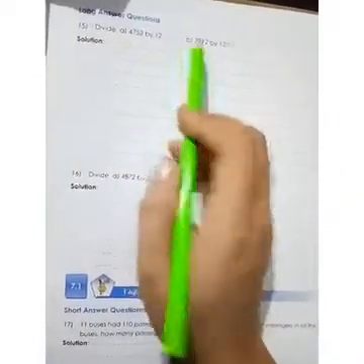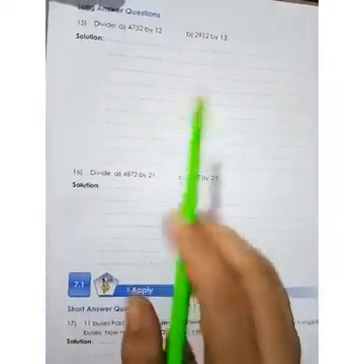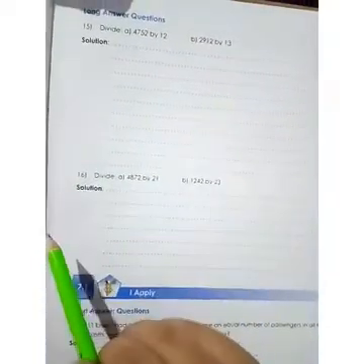Alright, the next 2 questions are given here, 15 A and B and 16 A and B. You have to divide the numbers. So you divide the numbers in your workbook. I'll give the correct answers. You can go through them.